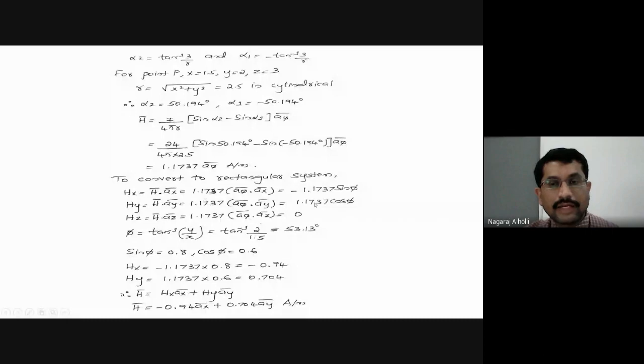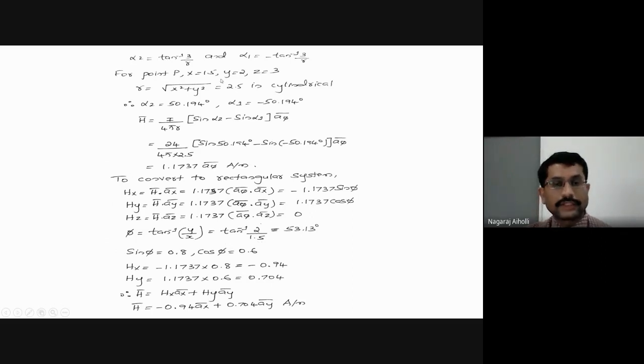Then calculate the value of phi, because if we want Hx, Hy, then we have to know the value of phi, correct? So that we'll come to know the Hx and Hy in terms of Cartesian. That is, phi is given by tan inverse of y by x. That is, tan inverse of y is 2 and x is 1.5. They have given in Cartesian. So phi angle in terms of cylindrical will be tan inverse of 2 by 1.5. Calculate this and tell me how much you are getting.